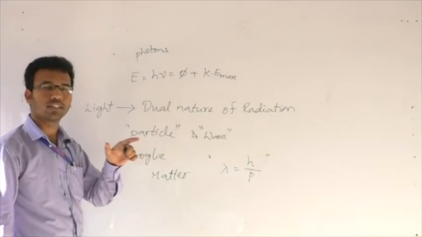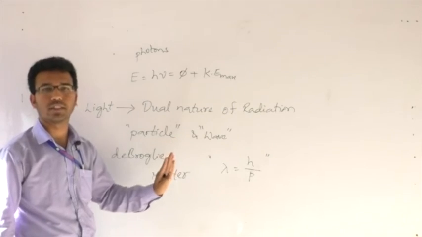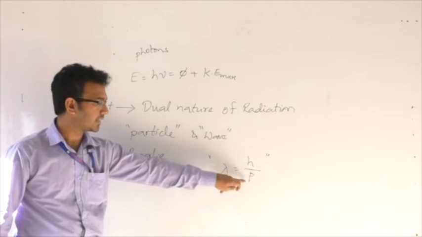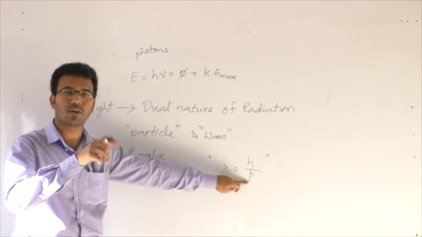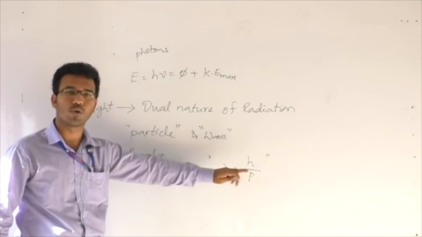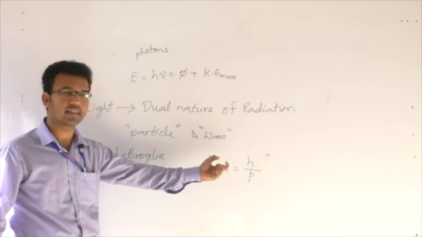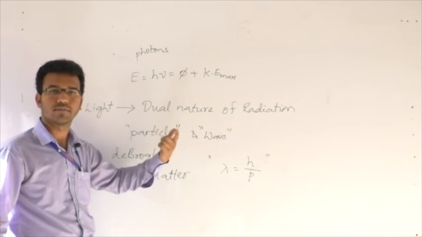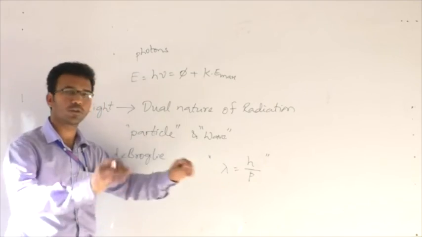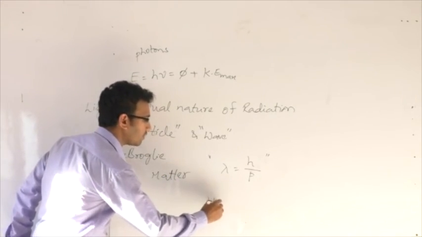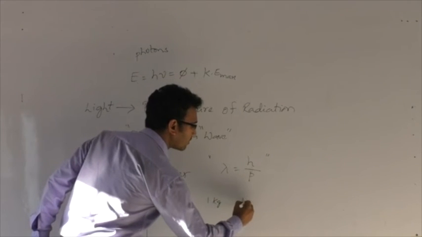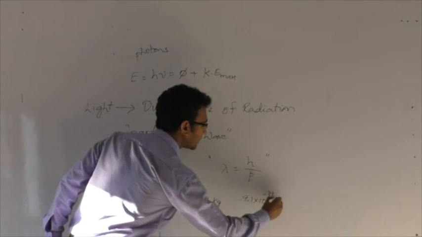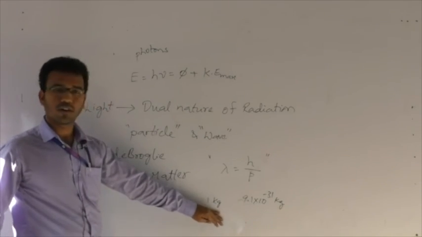But for all the macroscopic objects, we cannot see the wave associated with them. Why don't we see it? Because the momentum, as you can see, is in the denominator. The macroscopic bodies have huge momentum. The mass is more compared to the microscopic particles. By microscopic I mean the subatomic particles: electrons, protons, neutrons, etc. Suppose I take a 1 kg ball and one electron. The mass of one electron is how much? 9.1 into 10 power minus 31 kg. 1 kg ball and 1 electron.